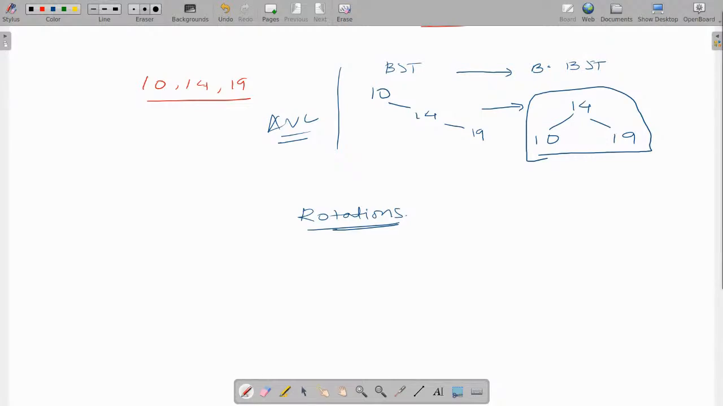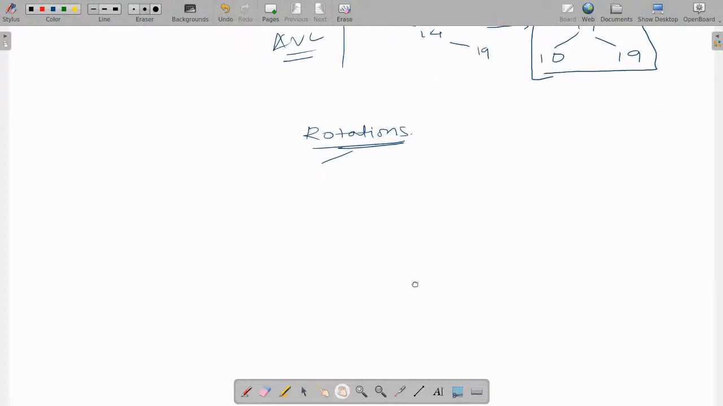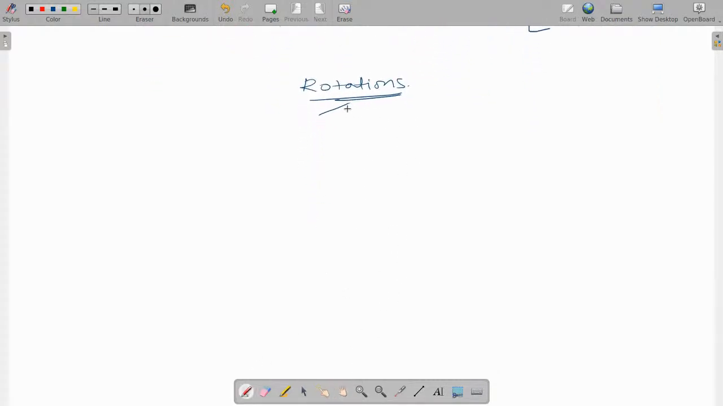So what are the set of different rotations? We will discuss this now. There are 4 rotations that an AVL tree can perform to rebalance itself, to perform what is known as self balancing. The first one is a left rotation. Second one is a right rotation. Then left right rotation. Then a right left rotation.